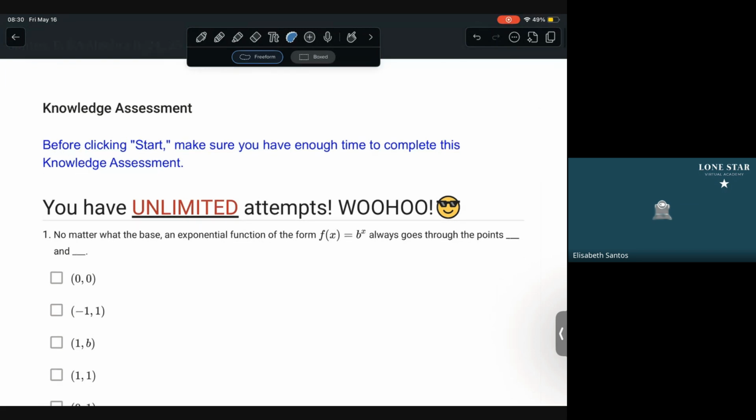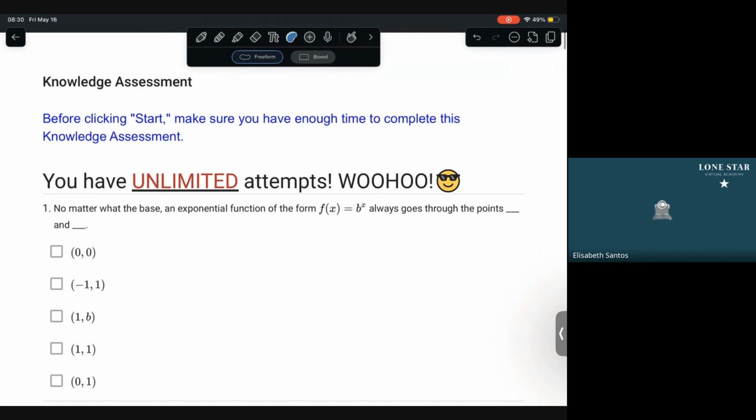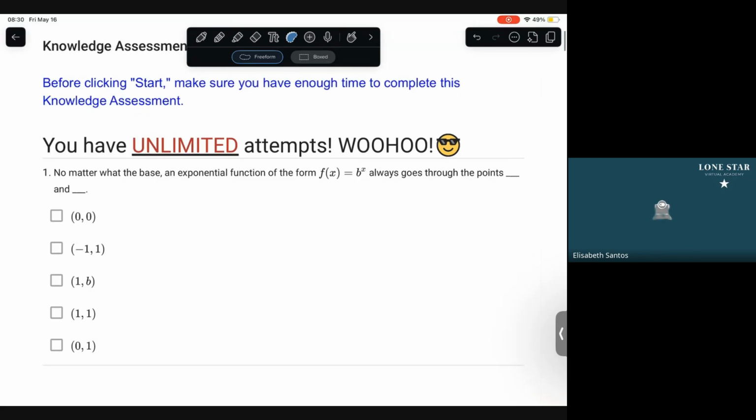Okay, so now we're on Unit 8, KA. So let's get started. Number 1 says, no matter what the base, an exponential function of the form f of x equals b to the power of x always goes through the points (1, b) and (0, 1).